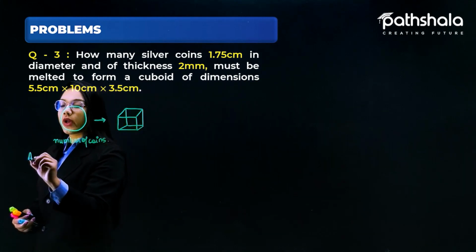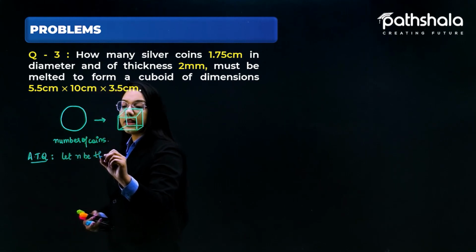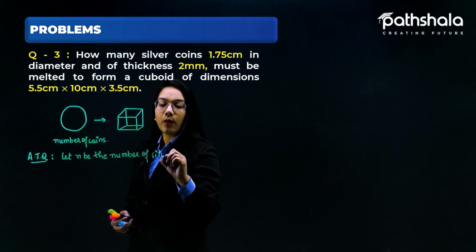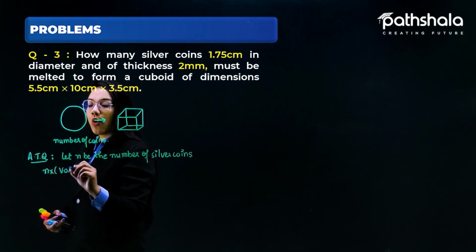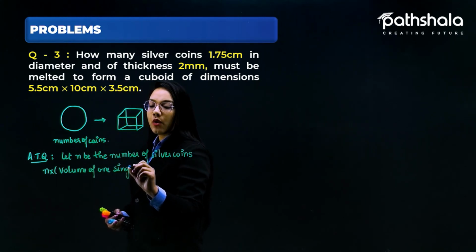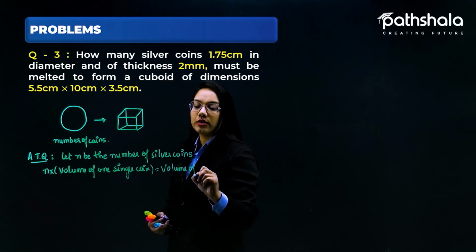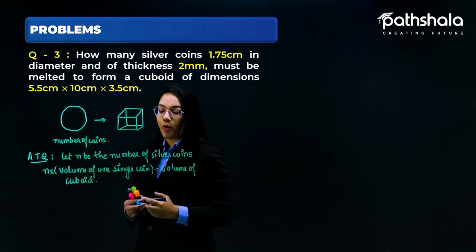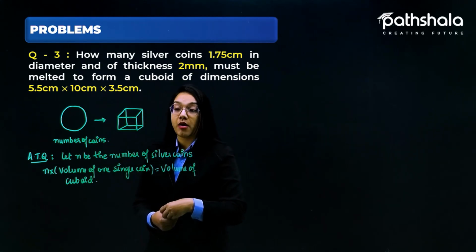So let us suppose, according to the question, let n be the number of silver coins. Then according to the question, n into the volume of one single coin is equal to the volume of the cuboid. So let's apply this onto the question.